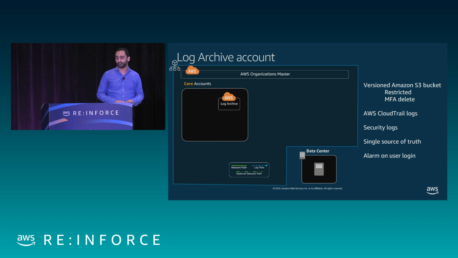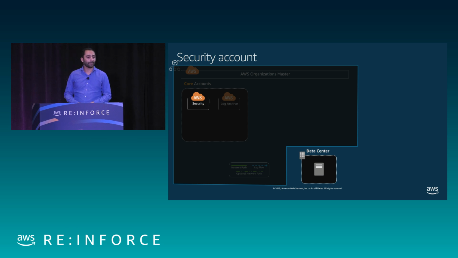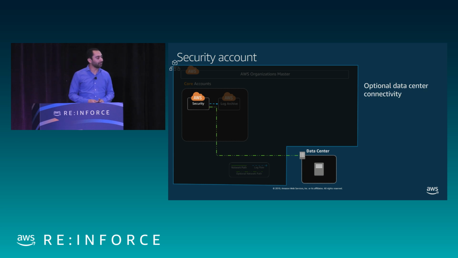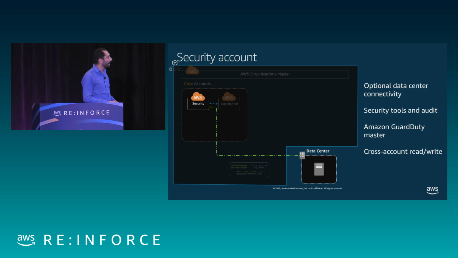Now that I have a place to store my logs, I go into my security account, and that's, again, owned by my security organization. And the goal is I need to be able to know what's going on in the rest of my environment. It's security logs going to the log archive. It might be connected to your data center if you've got a SIM on-prem and that's where you want to aggregate your findings, or if you've got tooling on-prem it needs to connect to. Your GuardDuty master, your findings, but it's also got a cross-account access into all your other accounts within AWS.